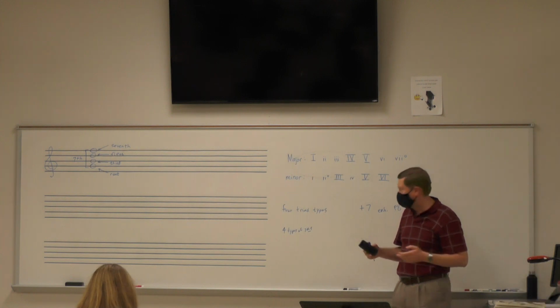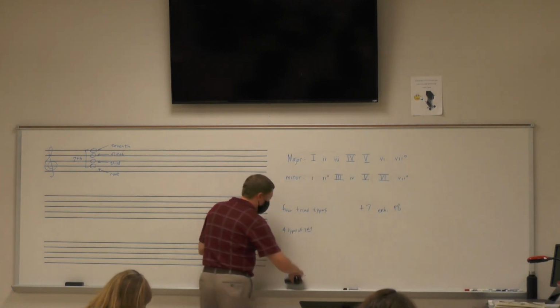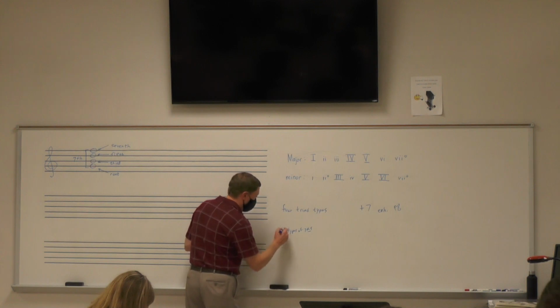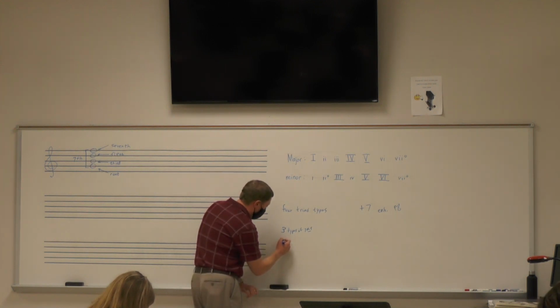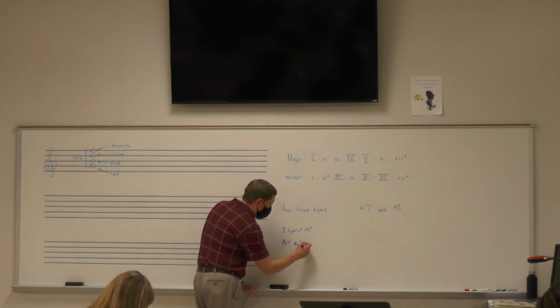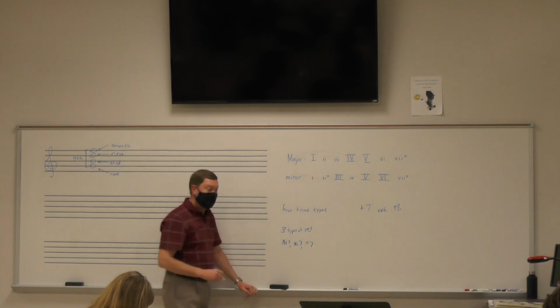So that leaves us with three types of sevenths that we can mess around with and add to triads. We can add major sevenths to triads, we can add minor sevenths to triads, and an interval of a diminished seventh to a triad.